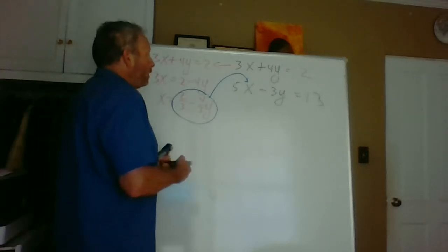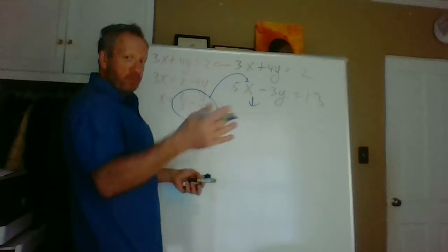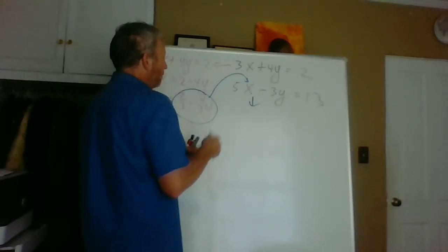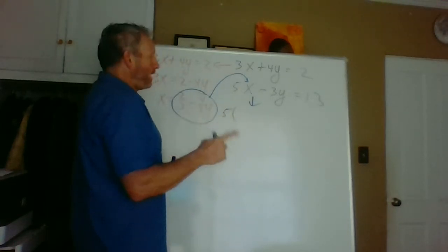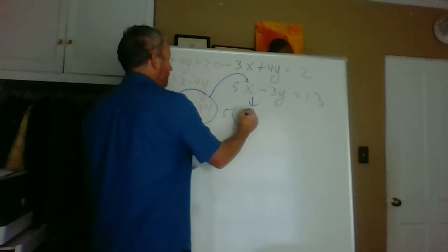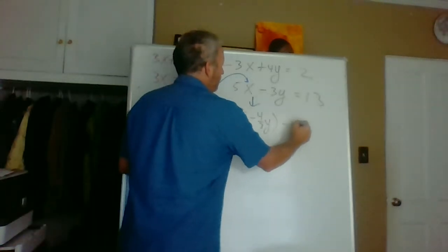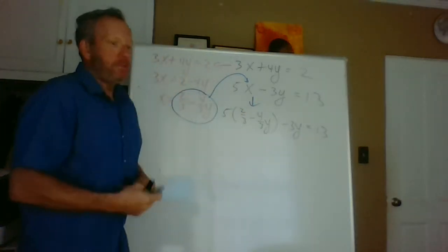Okay, now let me go ahead and make this substitution. These arrows don't really signify anything. I'm just trying to call your attention to what we're doing next. Markers flying all over the place here. So 5. Now, instead of x, I'm substituting this: 2/3 minus 4/3 y. Everything else, I'll leave as is. That's step 2.